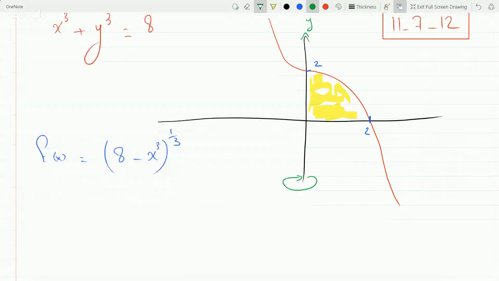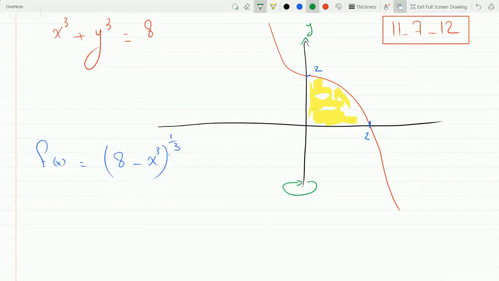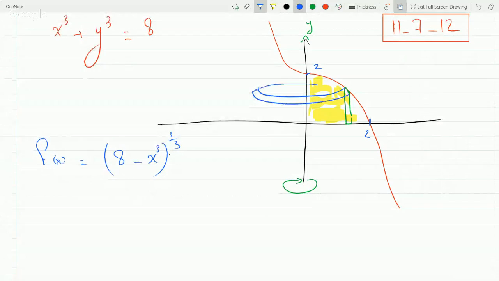So the way I would have done it is, I would have taken a slice here. Let's say this slice. And you could spin this about the y-axis. And when you do that, you're going to get a shell. This is called the cylindrical shell method. Okay, and we know what the volume of this shell is.